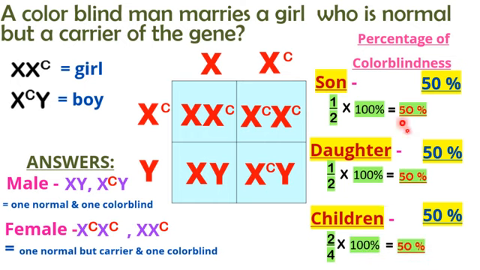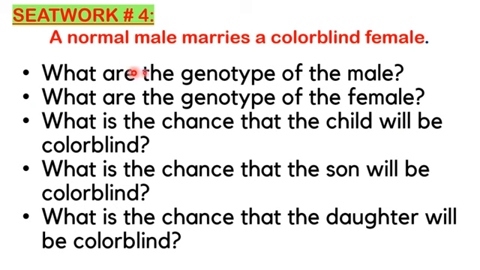There you go. We are done with 2 problems regarding color blindness, and I hope you are able to understand how it goes and how you are going to solve this using a Punnett square, and also how to answer the follow-up problems. And to know how well you understand, this is your last seat work. A normal male marries a colorblind female. What are the genotypes of the male and female, and what is the chance of the child, the son and the daughter, to be colorblind?